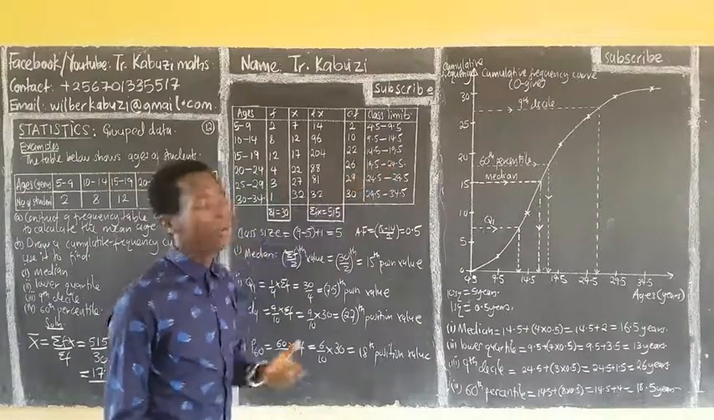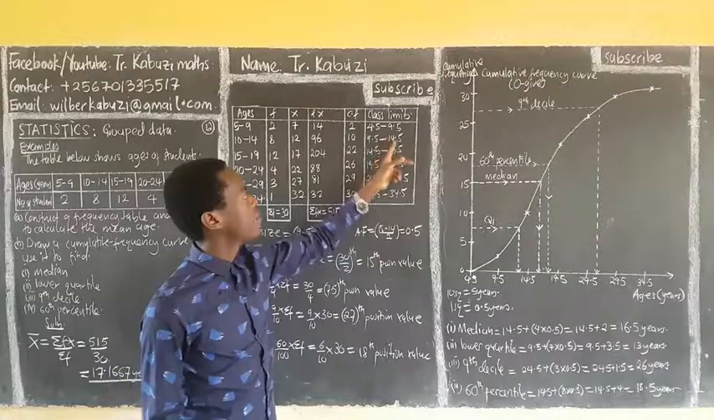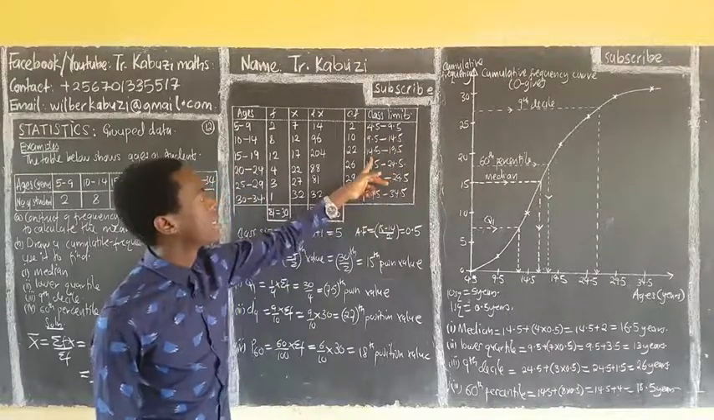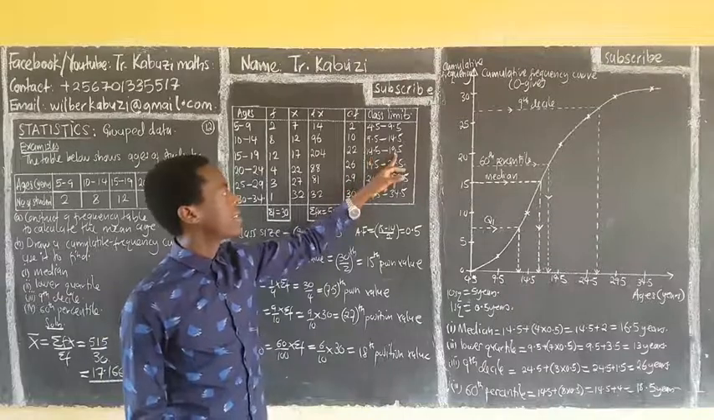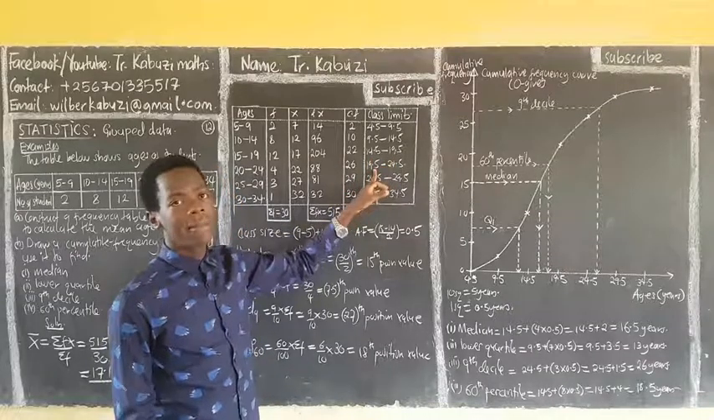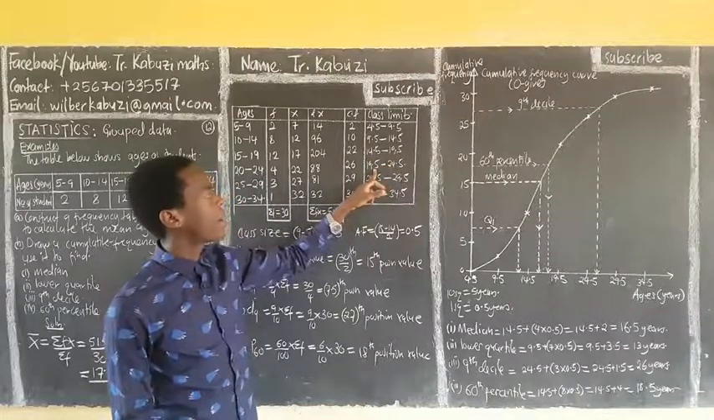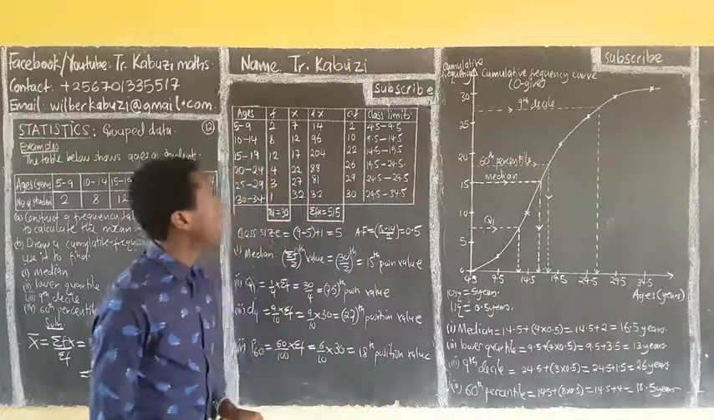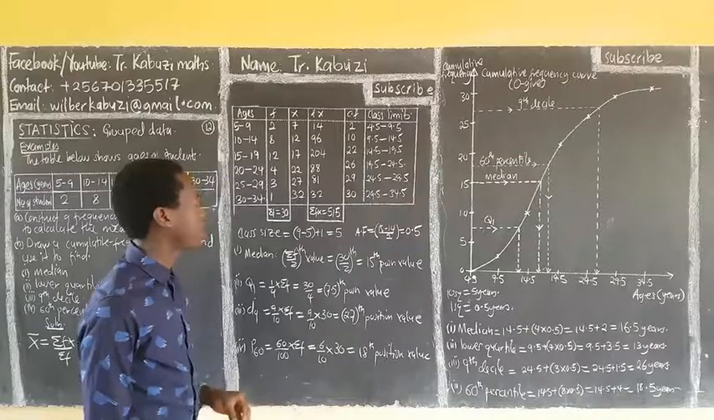But always, I told you, these ones are going to be the same. So when you get this, it's always the first lower class limit in the next class. This one is going to be the first class limit in the upper class, and so on like that. So that's how we get the adjustment factor.